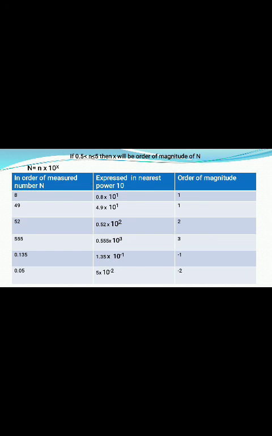Next it is 52. 52 is also not in the limit of 0.5 to 5, so we have to convert it into that limit. We have expressed it in the nearest power of 10. See, it is 0.52 into 10 raised to 2. 10 raised to 2 is nothing but 100, so 0.52 into 100 is 52. So 2 is the order of magnitude. The order of magnitude for it is 2.